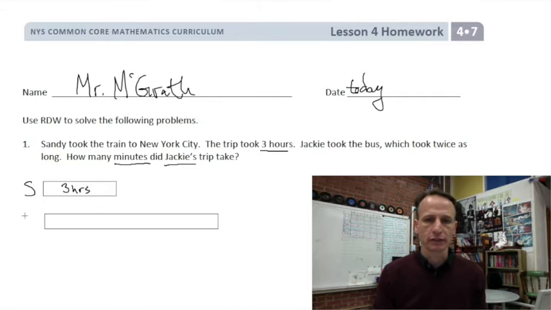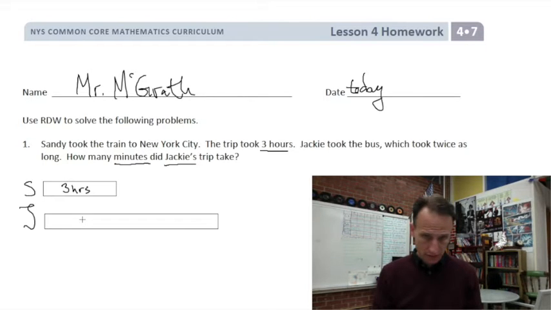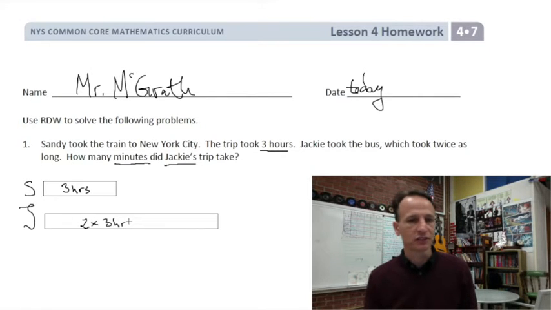But in any case, here's Jackie. Jackie took the bus, which took twice as long. So there's going to be 2 times 3 hours, which I'm not going to pretend is difficult to figure out. Obviously that's 6 hours. And the question is just how many minutes did Jackie's trip take? So we have 6 hours.